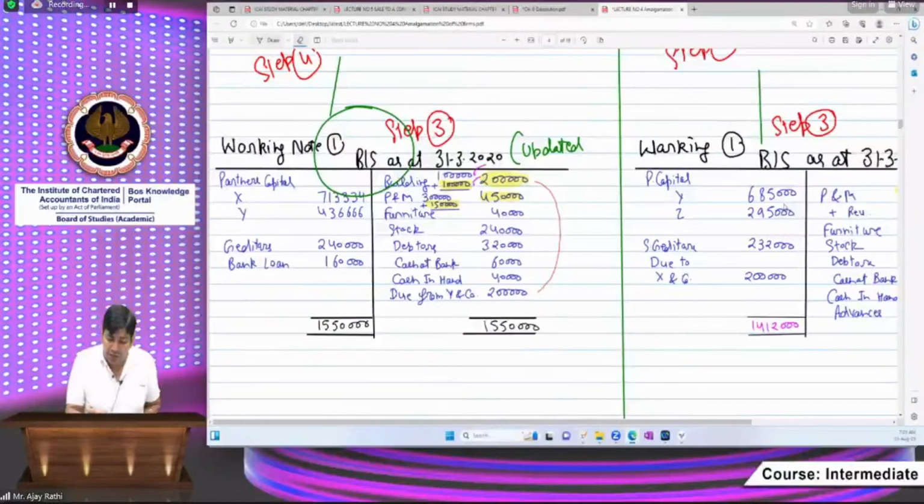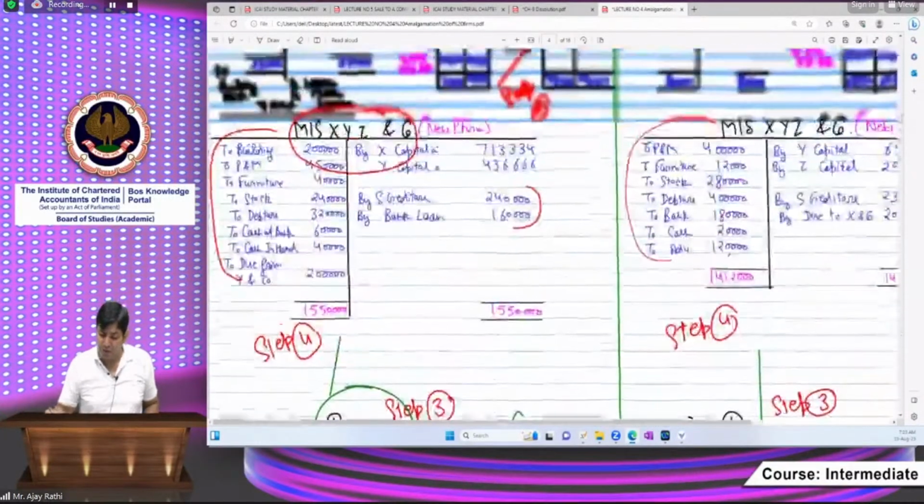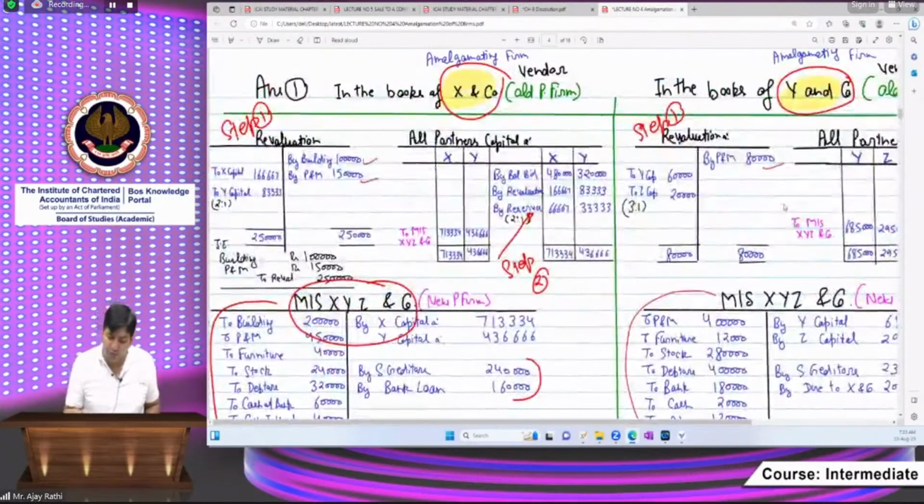But you have to take care of one thing, that before transferring the capital account in the updated working note, you have to take care that you have distributed the profit and loss to the partners capital account also. Beta, this is the revaluation part, and this is also a revaluation part in the books of old firm. So we have to transfer such profit and loss. What is the profit and loss? So beta, this is the profit or loss. This is the profit in the case of X and company, and this is profit in the books of Y and company, which we have distributed according to the ratio of their partners.